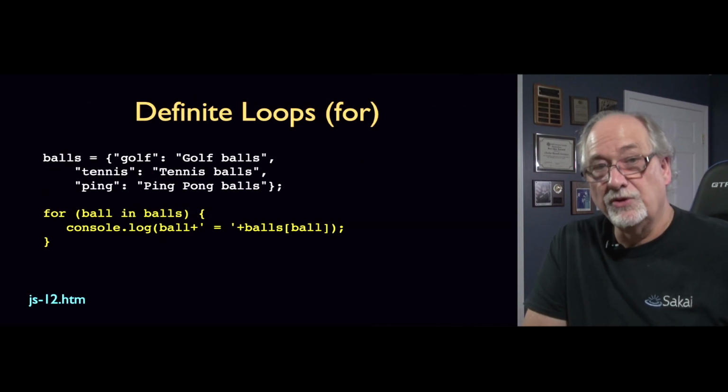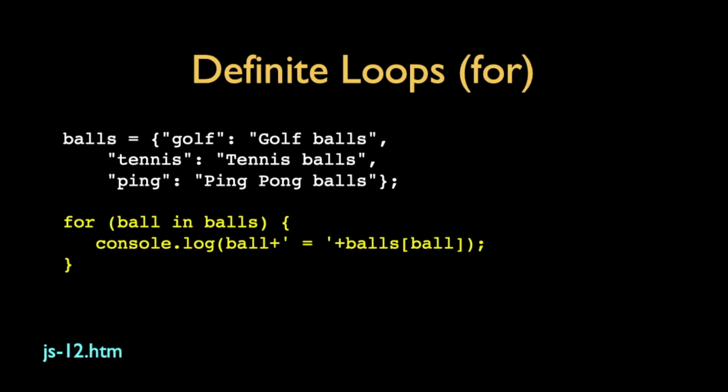So you can also loop through objects. Here's an object that has three attributes: golf, tennis, and ping. And I can say for ball in balls, and that means this iteration variable is going to walk through the keys or the attributes. So it's going to be golf, ping, and tennis. Then I can use the lookup syntax to look up balls sub golf, balls sub tennis, and balls sub ping, and then print all those things out.